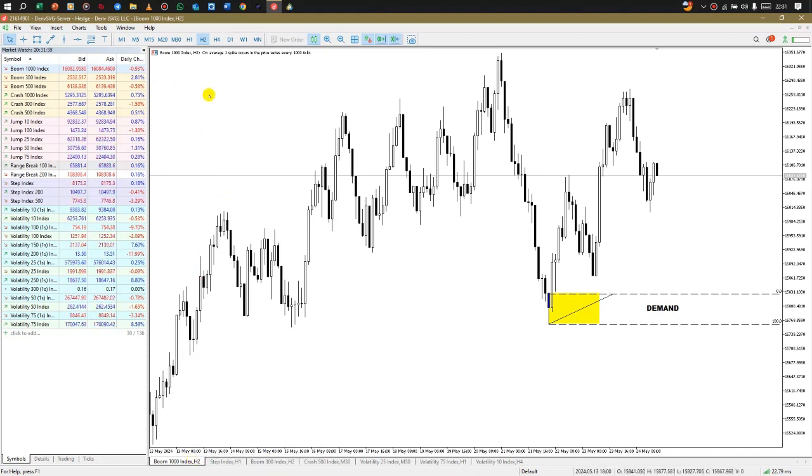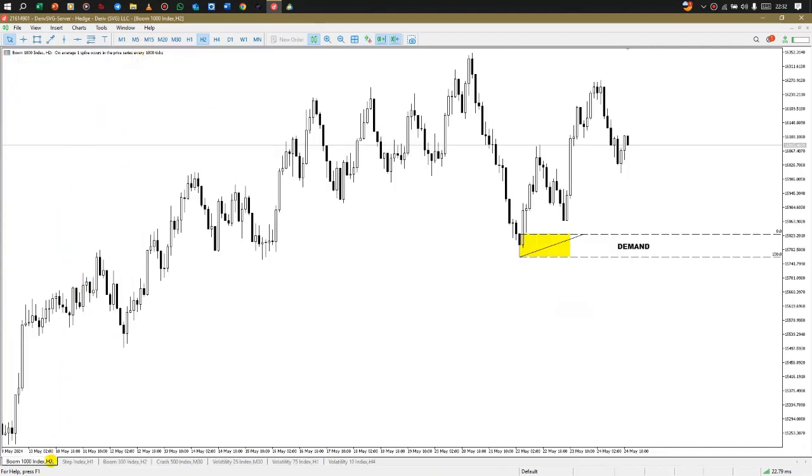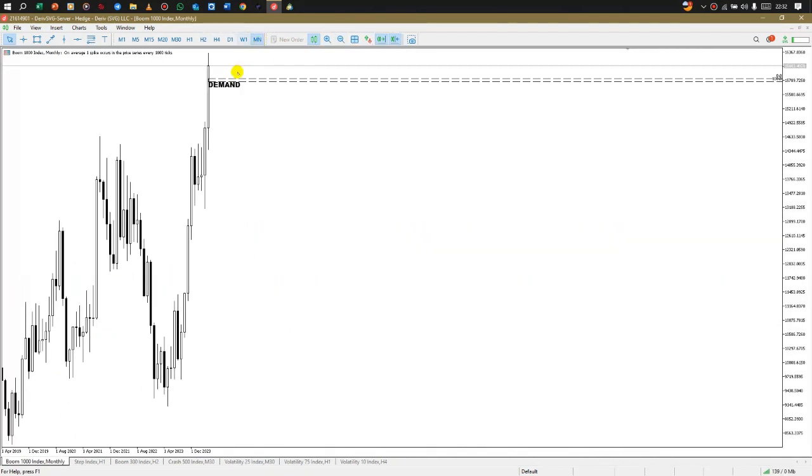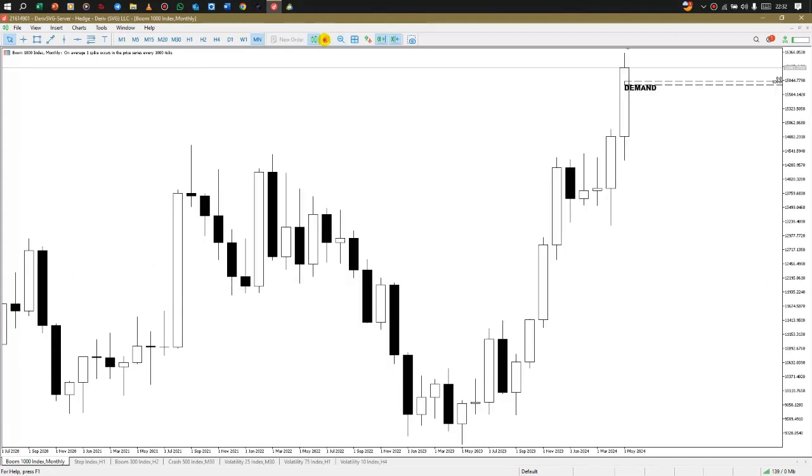I will just select a random instrument. Yeah, so let's get to it without wasting any time. So currently I'm on Boom 1000 index. As you can see, Boom 1000 index on the monthly time frame. As you know, I always tell you guys, you start at the monthly time frame, at the higher time frame for top-down analysis, so that you can determine the initial trend, right? So Boom 1000 index, you can see the monthly time frame, it's bullish. As you can see, the price has been bullish the past 2 or 3 months.